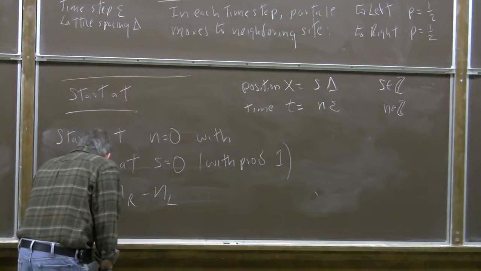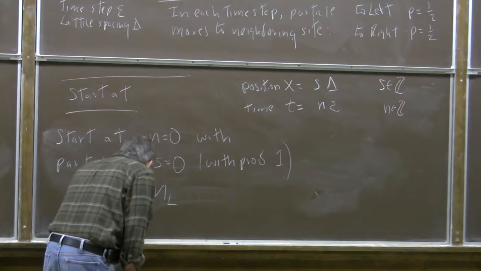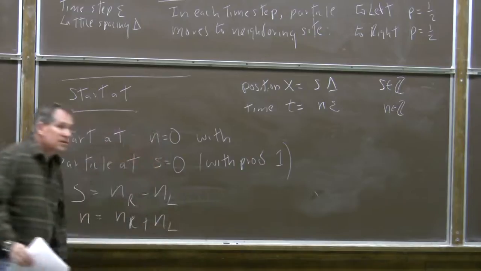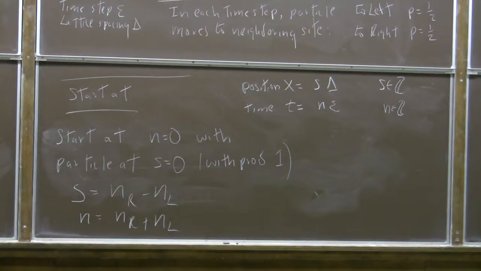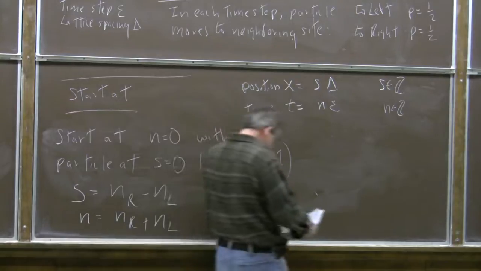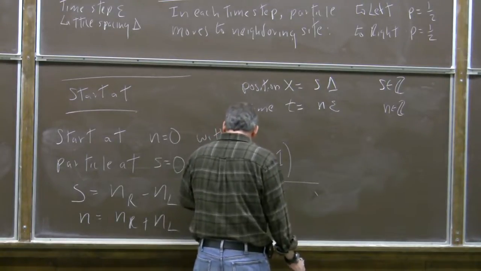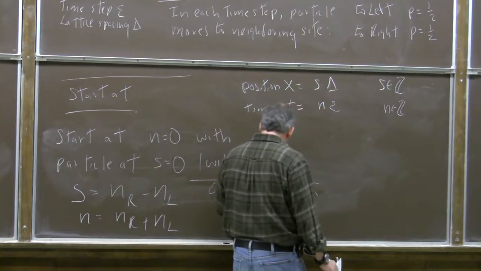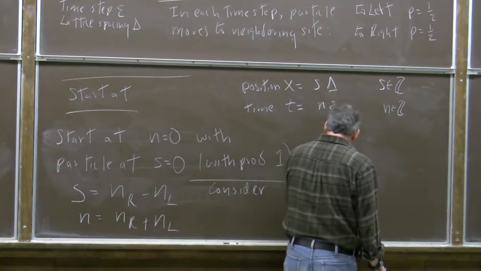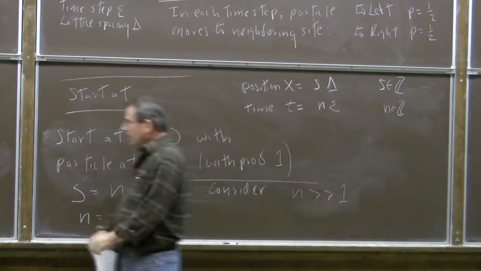The total time, or the discrete time, is just the total number of steps. Some of them I went to the right, and some of them I went to the left. So this is just like tossing a coin n times and asking what's the excess of heads over tails. It's a calculation we've done. When we consider many tosses, so many time steps, then we have a Gaussian.